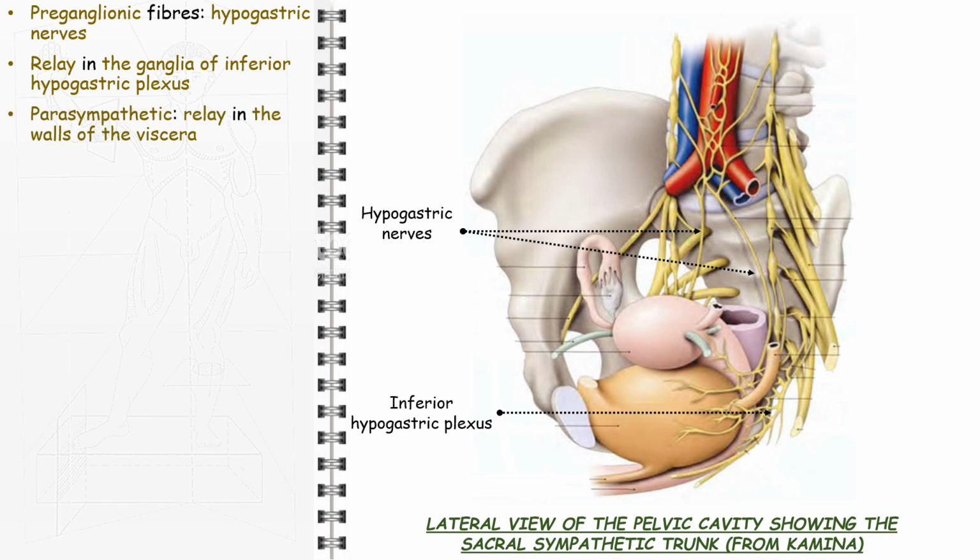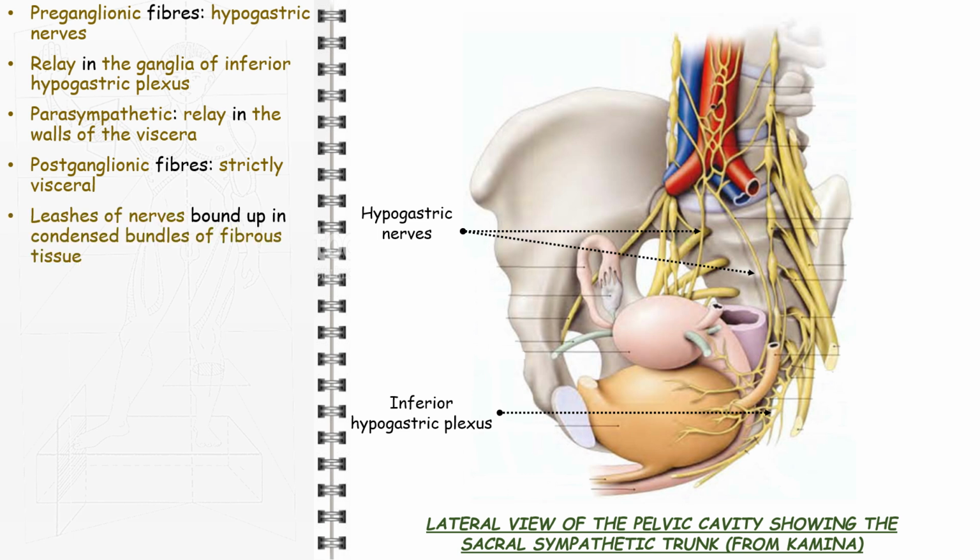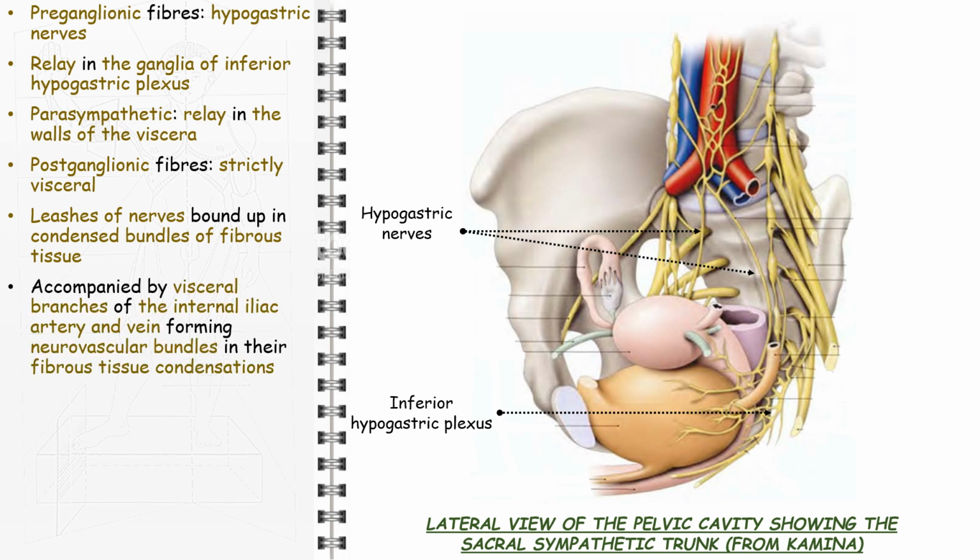The branches of the hypogastric plexuses are wholly visceral and run in leashes of nerves bound up in condensed bundles of fibrous tissue. In their passage through the fibrous tissue above the pelvic floor they are accompanied by visceral branches of the internal iliac artery and vein. These neurovascular bundles in their fibrous tissue condensations produce certain of the named ligaments of the pelvic viscera, the lateral ligaments of the bladder, of the cervix and of the rectum for instance.